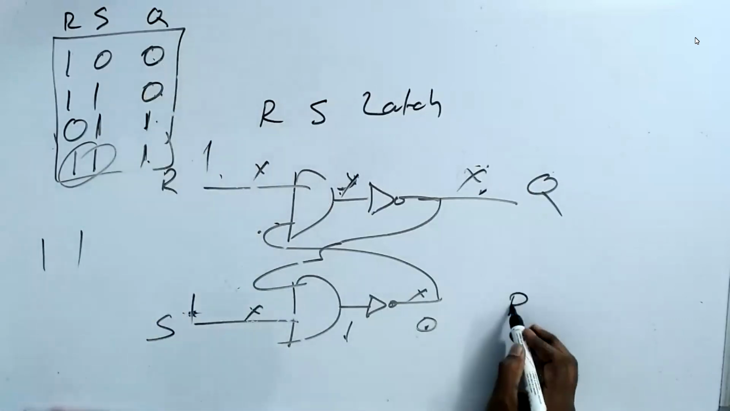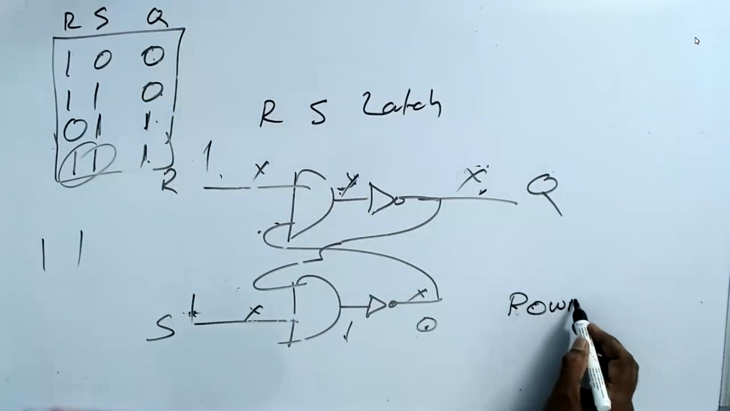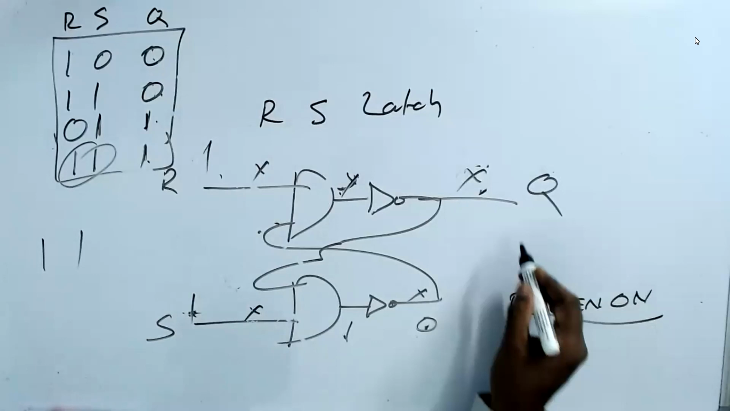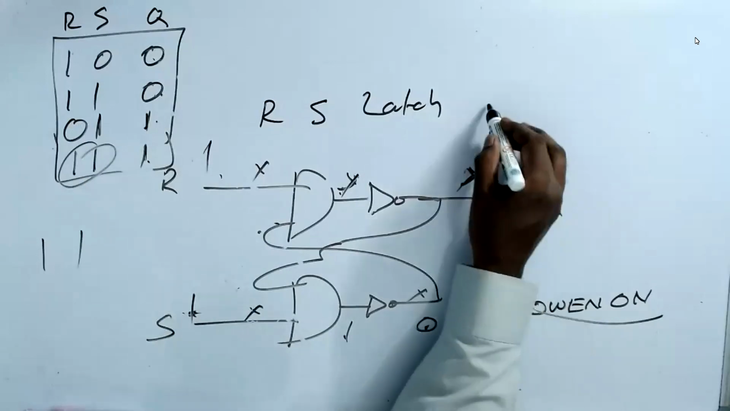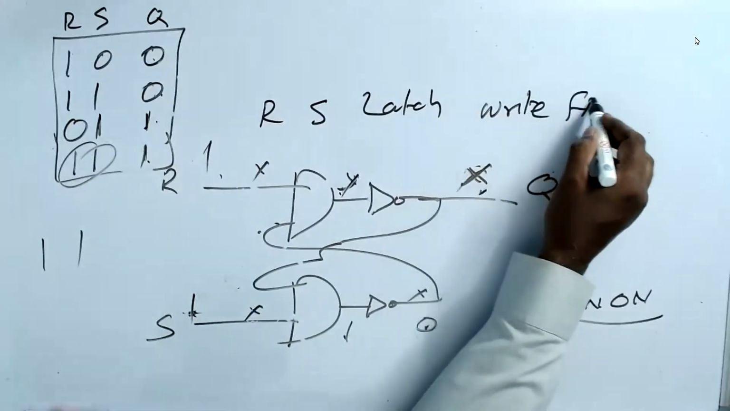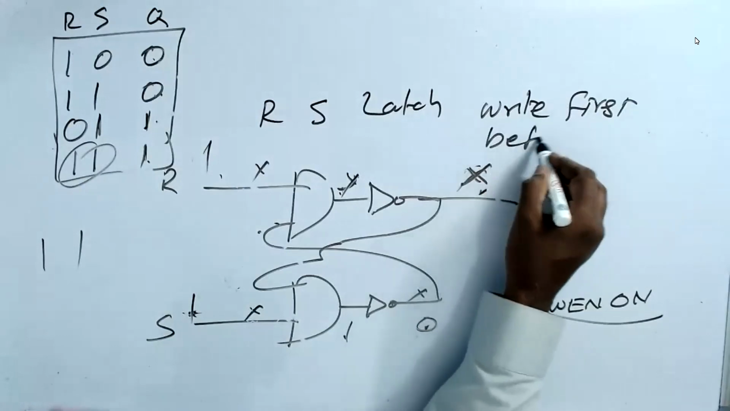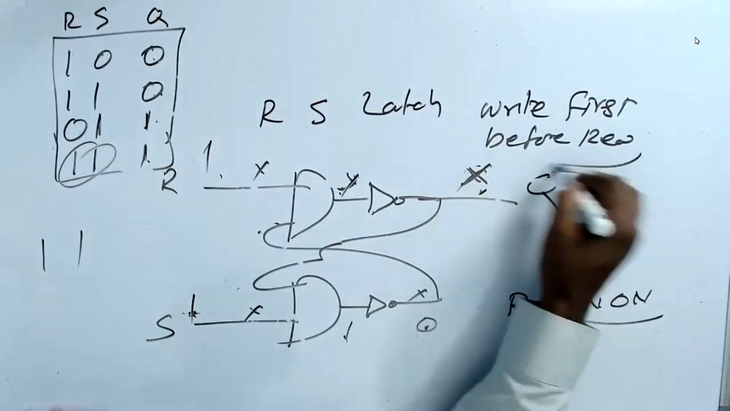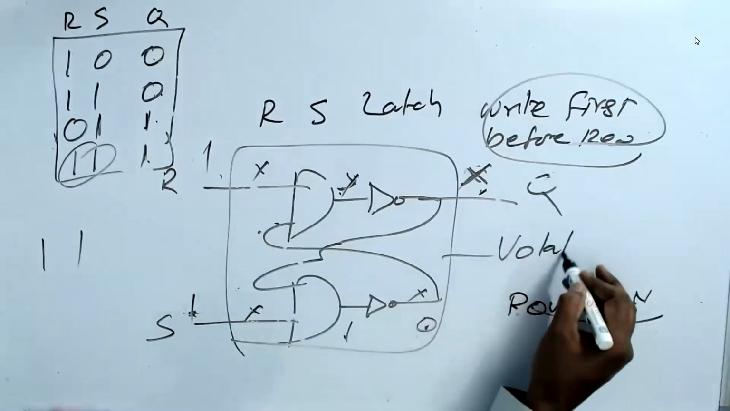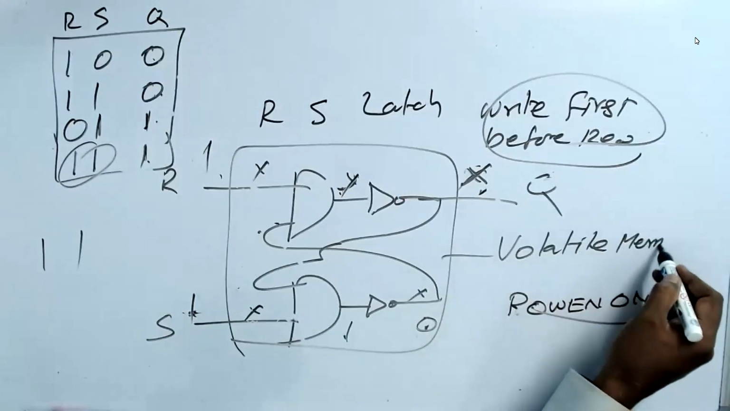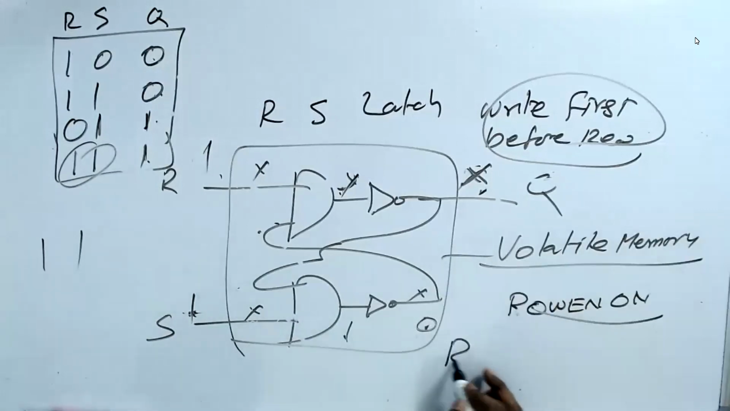When you do the power on, the output is X. Nobody knows till you write. So you have to make a write first before read. That's why they call this a volatile memory. Your RAM is a volatile memory. The moment you save something, it's gone the moment you remove the power. People don't like that.